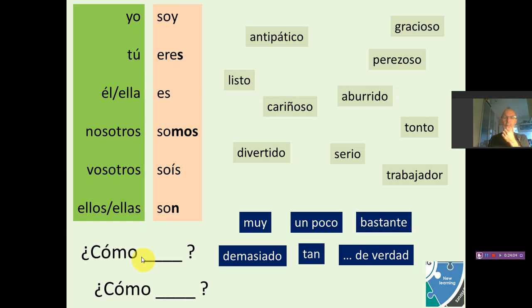character-wise. So you just have to be aware that that is how you ask that question. If you wanted to say, what are they like? It's, how are they? Which would be ¿cómo son? So if we were having a conversation in Spanish about, I don't know, my parents, for example, and you wanted to ask me, what are your parents like?